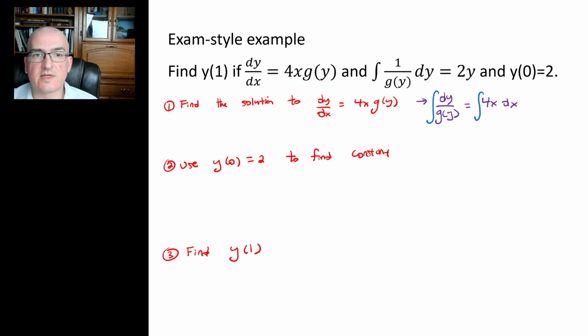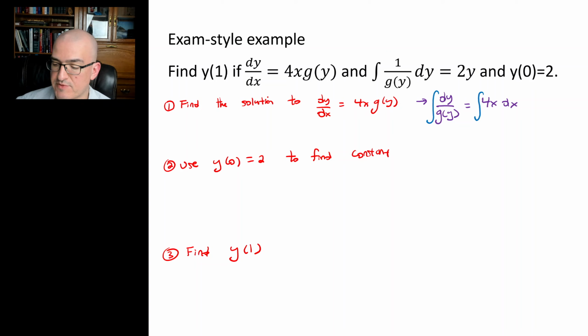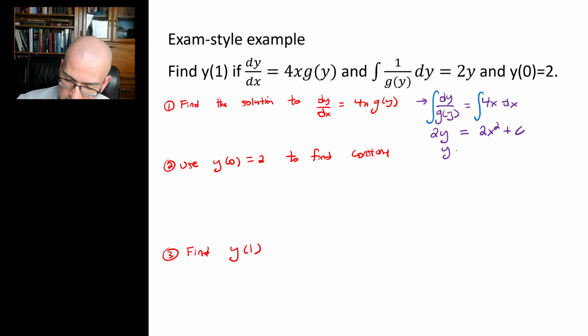Now the question says that the integral on the left, the antiderivative of g of y, is equal to 2y. So I'm going to sub that in. And on the right hand side, we can take the antiderivative of 4x and we get 2x squared plus c. And then we can divide both sides by 2. So y is equal to x squared plus 1/2 c.